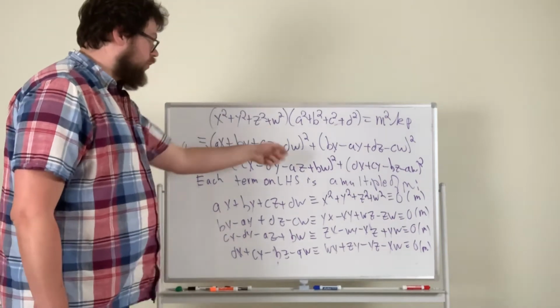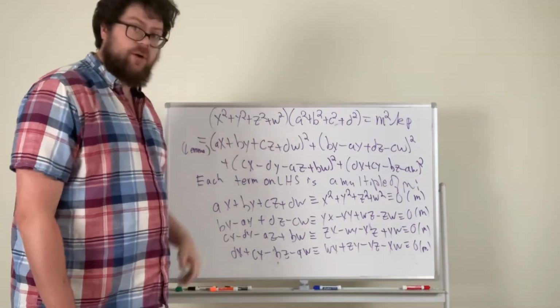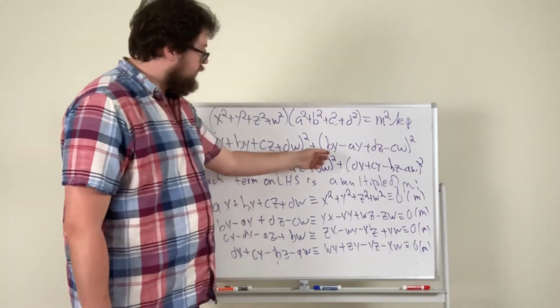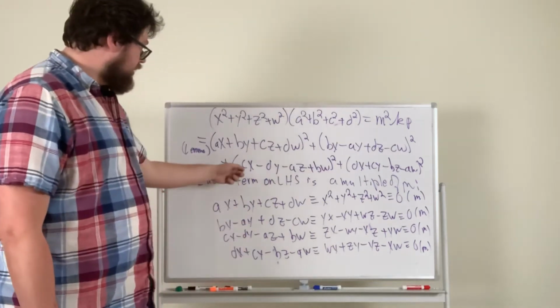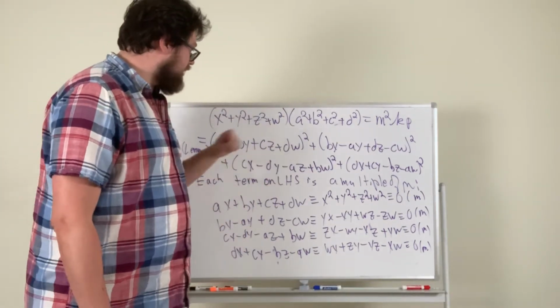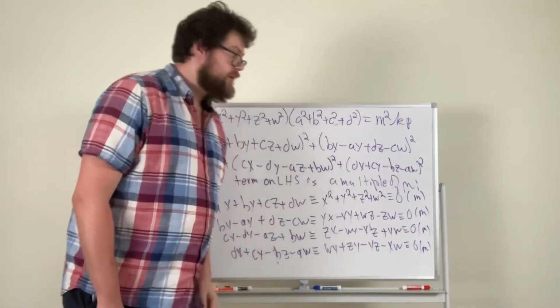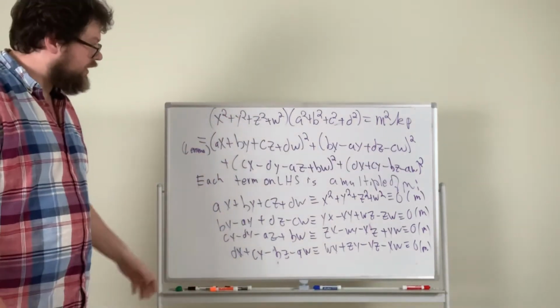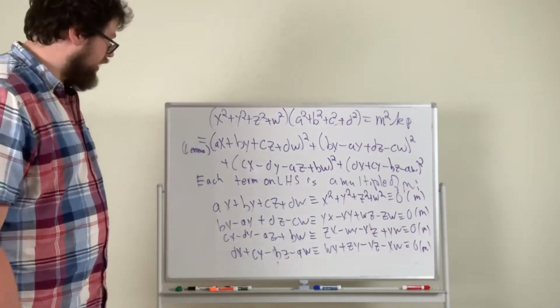So specifically the four things that are squared are ax plus by plus cz plus dw. I literally just copied the identity. Then I have bx minus ay plus dz minus cw, cx minus dy minus az plus bw, dx plus cy minus bz minus aw. So it's a little bit ugly, but it is what it is, and it's all explicit enough in a sense, right?